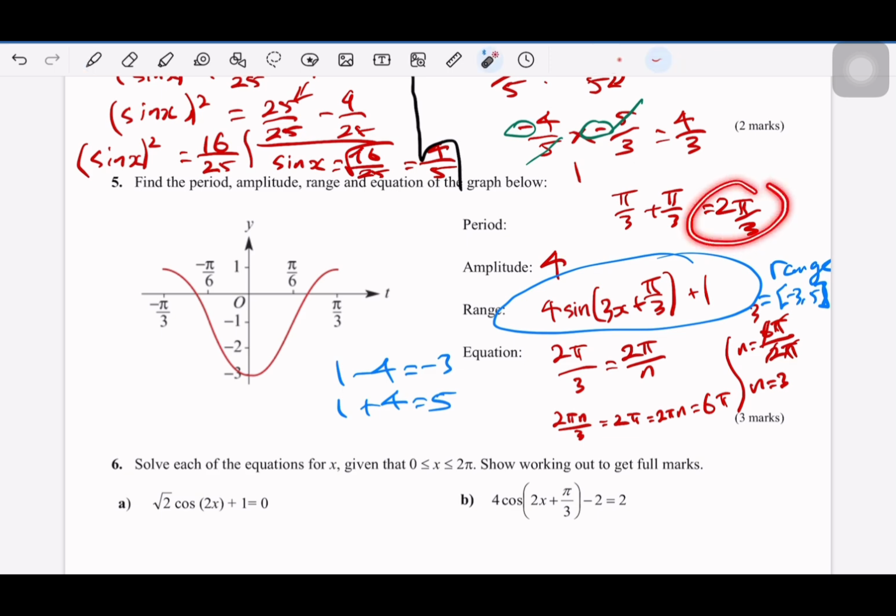So 2 pi over 3 is going to be your period, amplitude of 4. This is your range right here, and this is going to be your equation.